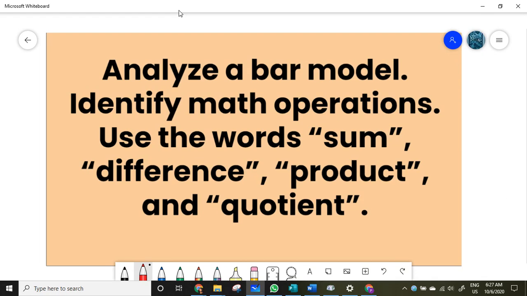Well, we've already been practicing the first part of our objective, analyzing a bar model. We've also identified math operations. Now we're going to make sure that we can practice more using sum, difference, product, and quotient as we continue to analyze a bar model and identify math operations.